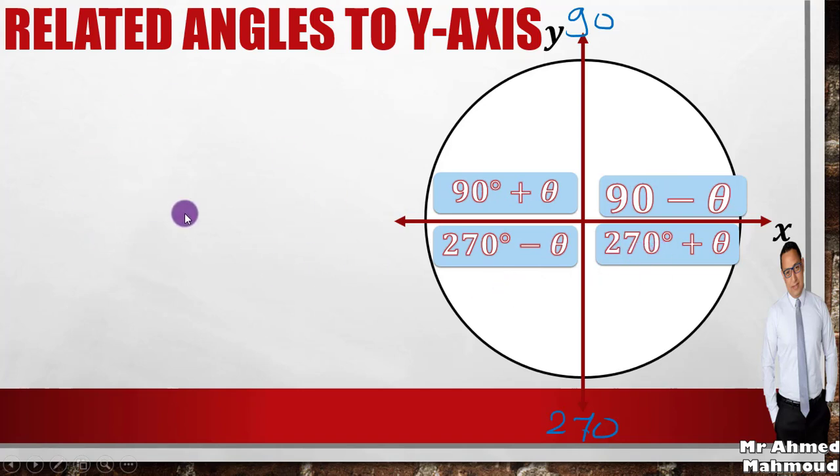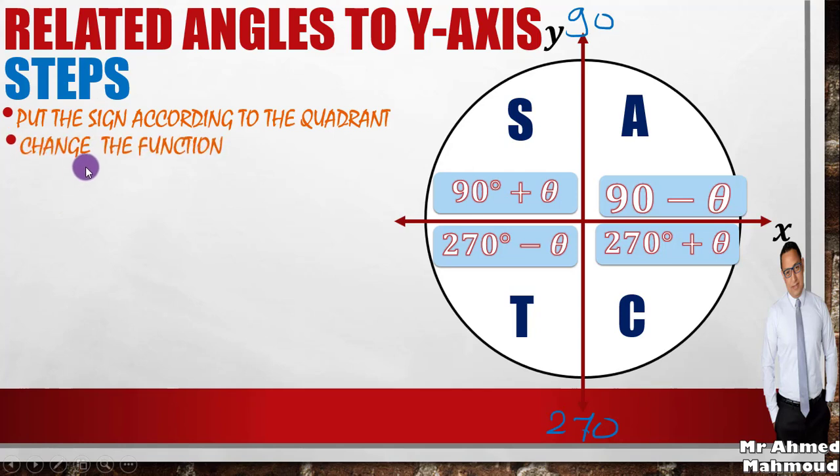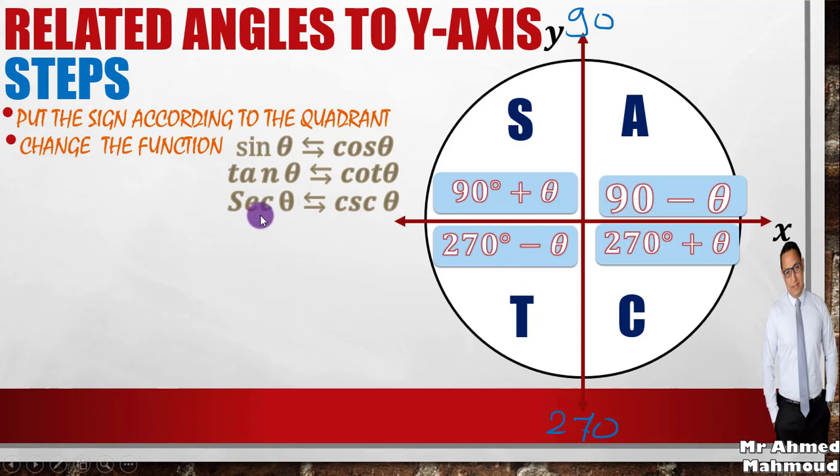Okay, to change the function according to 90 and 270, what do we do? Step 1, we put the sign negative or positive according to the quadrant or asterisk rule. Okay, and this is very clear from the previous rules. Number 2, we change the function. Here we notice x and y change to negative y and x and so on. Okay, change the function, how? Sine becomes cosine, and cosine becomes sine, and tan becomes cotan, and cotan becomes tan. Sec becomes cosec, and cosec becomes sec. This is in order to use 90 and 270 angles.